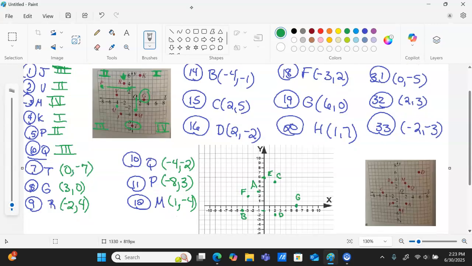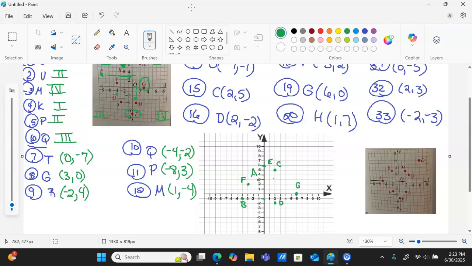And then lastly, 1, 7. So to the right 1 and up 7, and I have to move my letter E because letter H is going to end up right there. So that's what they end up with.